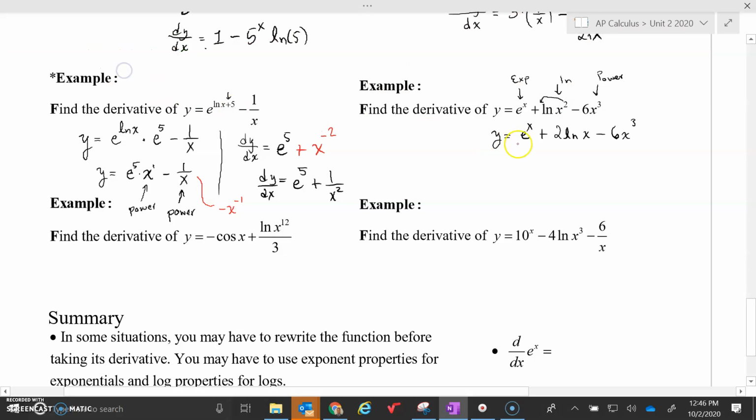So I'm going to grab a different color to actually show you the derivative. Well, dy dx, well, the derivative of e to the x is e to the x. The derivative of ln x, remember, is 1 over x. So I can just write this as 2 times 1 over x. But 2 times 1 over x, I can write as 2 over x. And this time I'm going to use the power function. Power function tells me that 3 times 6 is 18. Subtract 1, so I get minus 18x squared for that last term in my derivative expression.